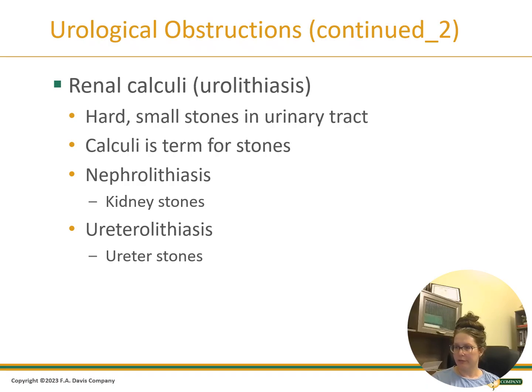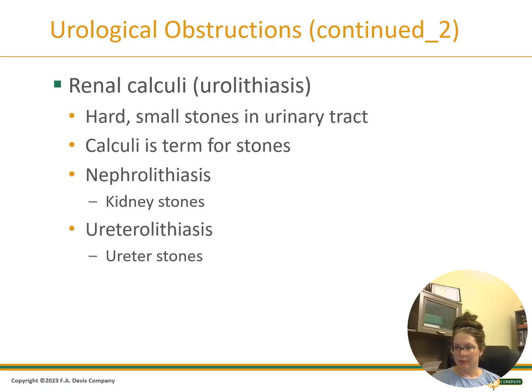So nephrolithiasis, that's going to be a kidney stone, and ureterolithiasis, that's going to be your ureter stone. Okay, cystolithiasis, that's not listed there, but that's going to be the one in our bladder. But these are going to be less common. Okay, so these stones are made of calcium, it can be uric acid, struvite, cysteine. You don't need to know those things, but they can be made up of all sorts of stuff.